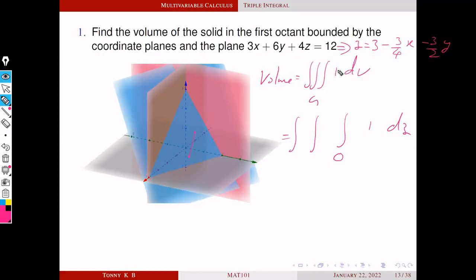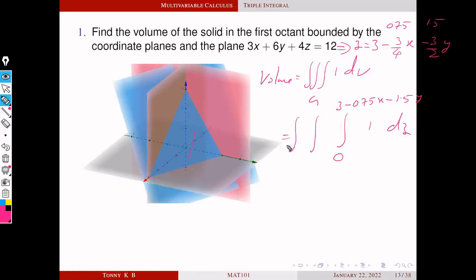From this equation, 4z equals 12 minus 3x minus 6y. Then z is equal to 3 minus 3/4 x minus 3/2 y. 3/4 means 0.75 and 3/2 is 1.5. So we can write this as 3 minus 0.75x minus 1.5y. This is the upper limit of z.